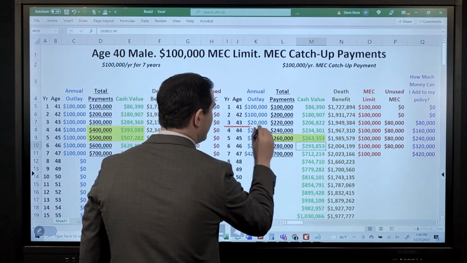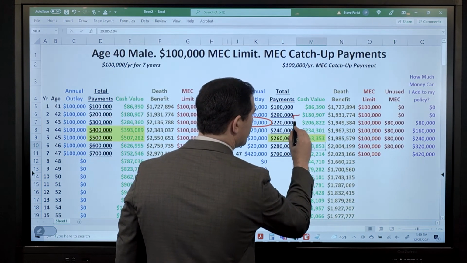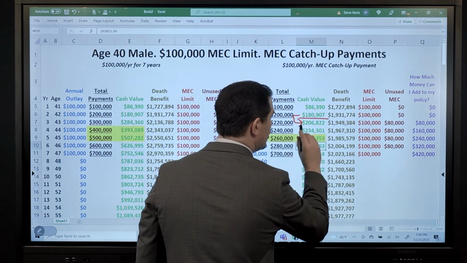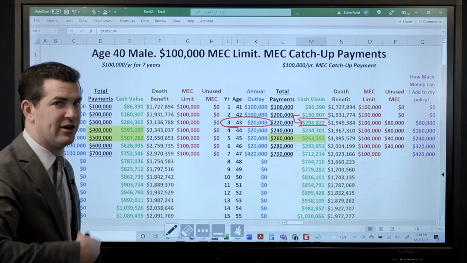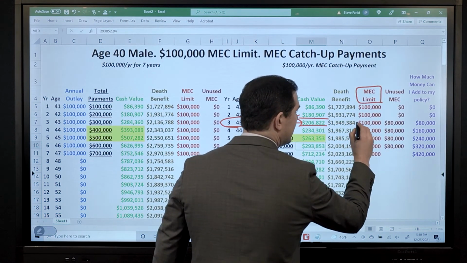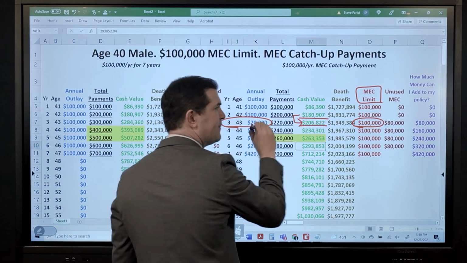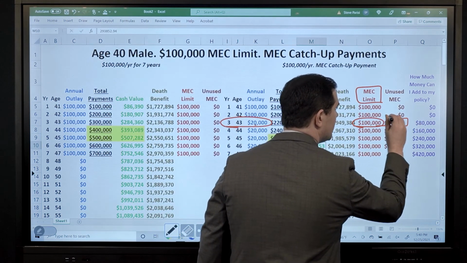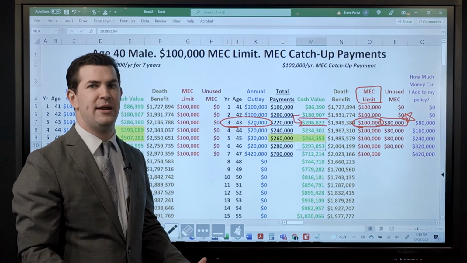Year 3, $20,000 goes in. There's your cash value growth. So you pay in 20, you get it back plus another $6,000. So it is compounding quite nicely at this point in time. MEC limit, year 3, was $100,000. You paid in 20, which means $80,000 of unused MEC space exists.